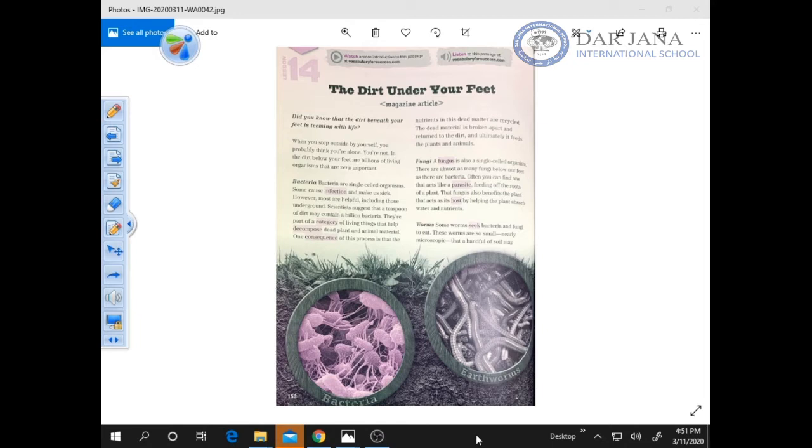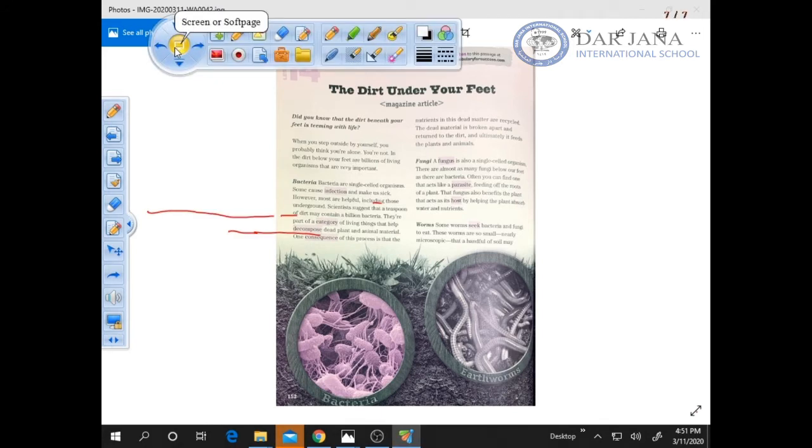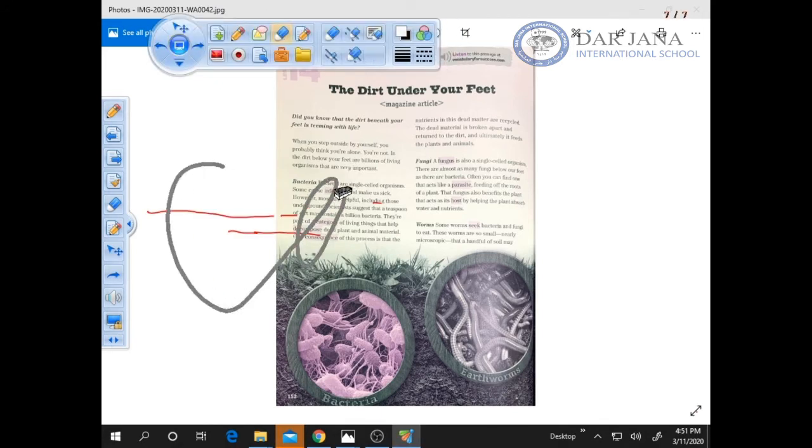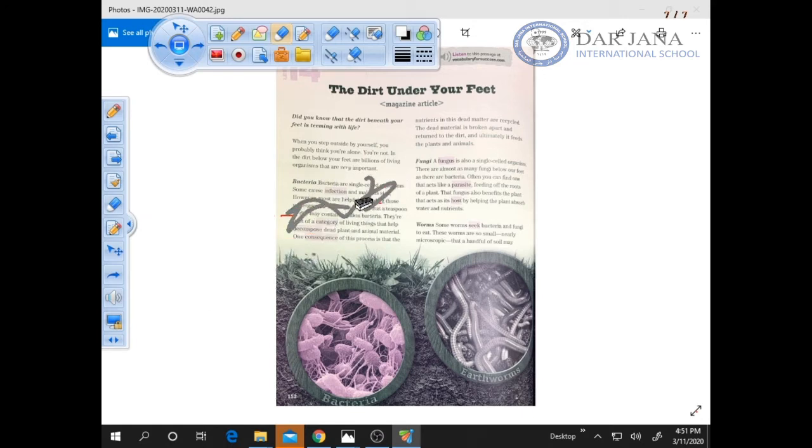Yes, now we have a new chapter, Lesson 14. Now, before we start reading, the first thing we have to do is establish a setting of this article. You ask yourself, what is the topic? As you can see here, the topic is the dirt under your feet.